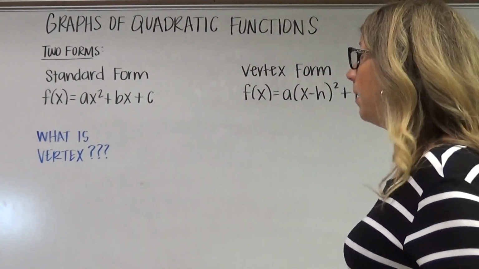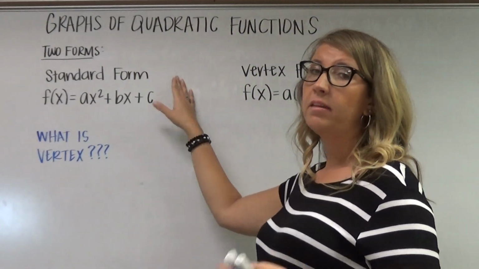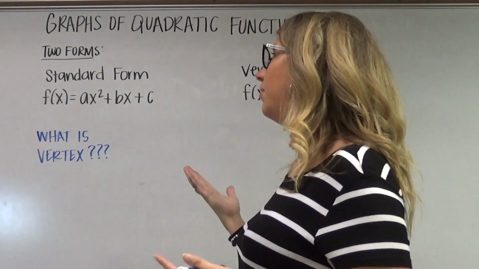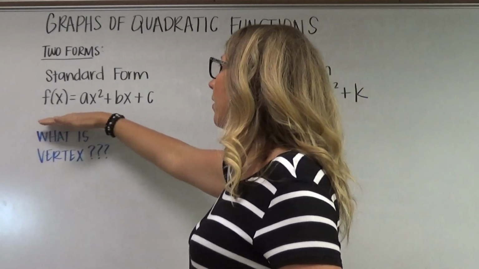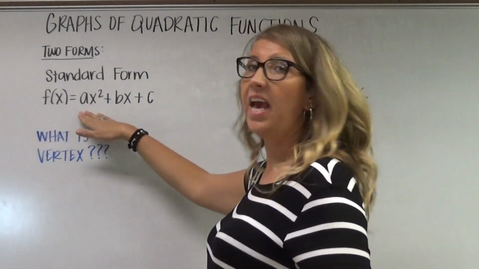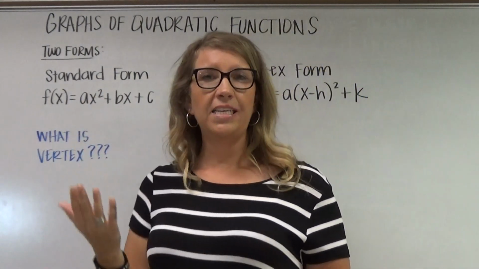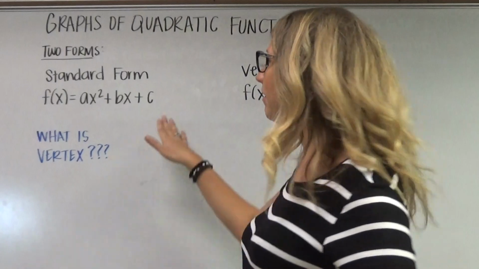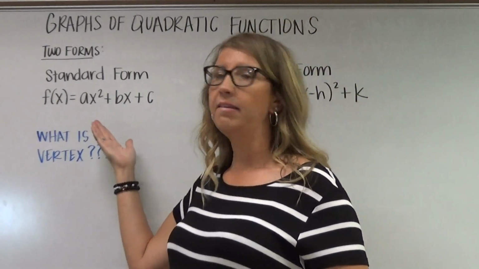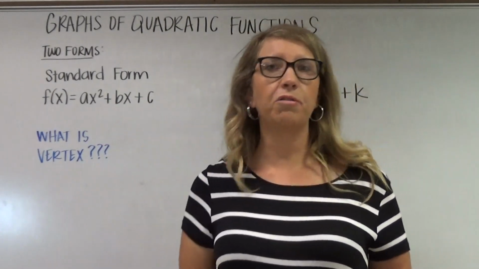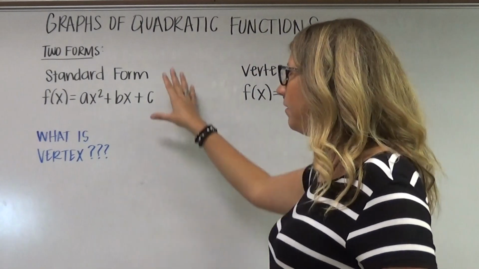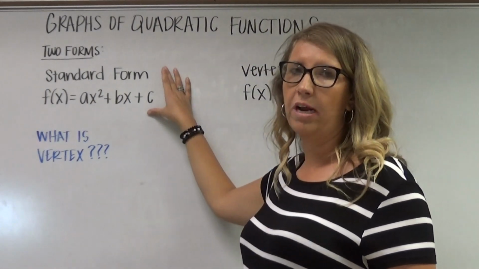The first is sometimes called standard form, and that's what we typically see quadratics in, and that's f of x equals ax squared plus bx plus c. And when I say typically see it in that form, this is the form that you would factor. This is the form that you would solve using the quadratic formula. So this is what we typically see quadratics in.